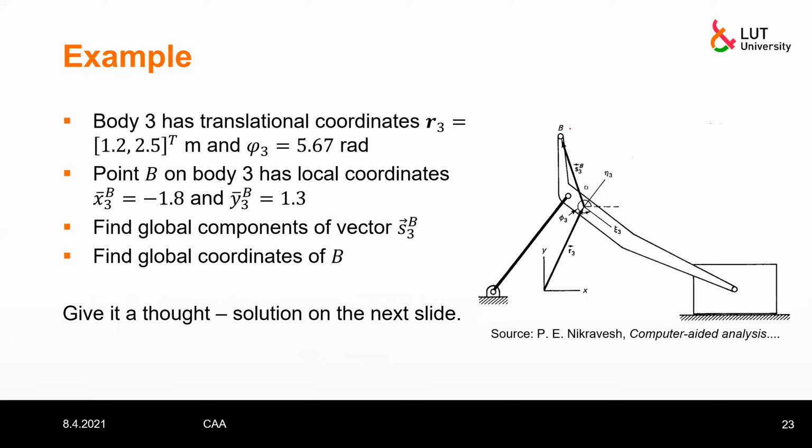And body point B on this body has, of course, constant local coordinates, and they are defined like here. So local coordinate x would be equal to minus 1.8, and local coordinate y, on that axis, is 1.3. And there are two questions. What are the global components of vector S B? And what are the global coordinates of point B?